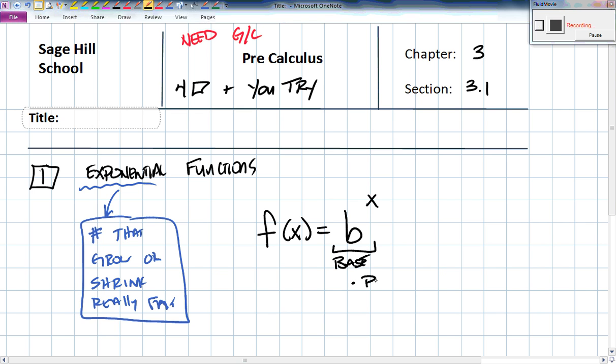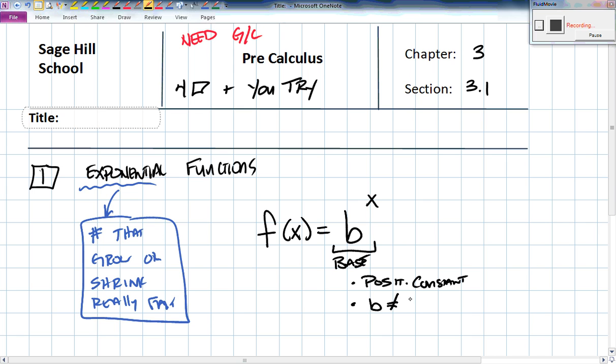Number one is it needs to be a positive constant. And in the example of our video game exponential function over there on the board, which number do you think represented the base? The 2. Yes, very good. It was a base of 2. So positive constant, very good.